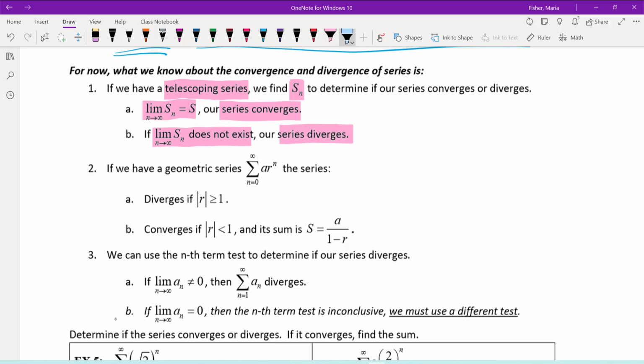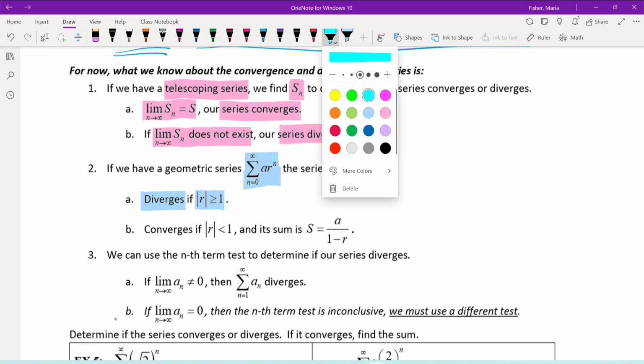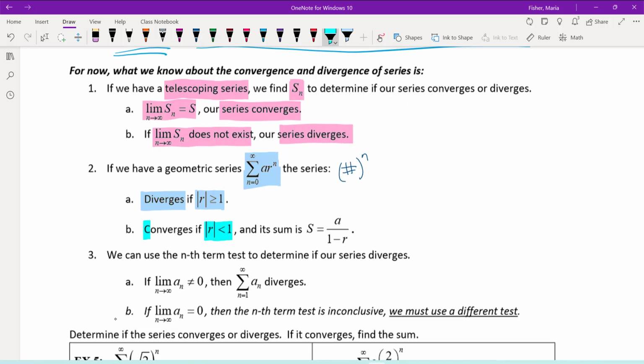If we're geometric, so we look like the sum from n equals 0 to infinity of a times r to the n, so remember this is a number raised to a power, then we say the following. If the absolute value of that number is greater than or equal to 1, we diverge. If the absolute value of that number is less than 1, we converge, and you can find the sum using this formula, a divided by 1 minus r, where a is always your first term.